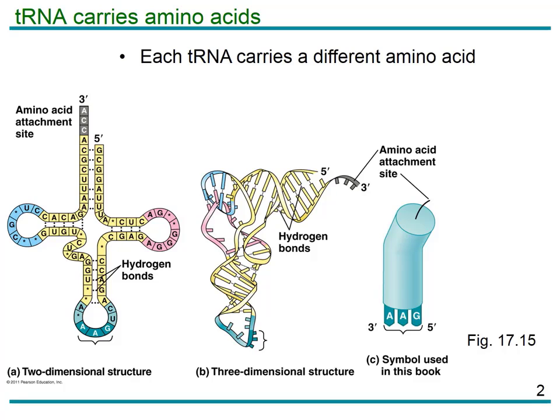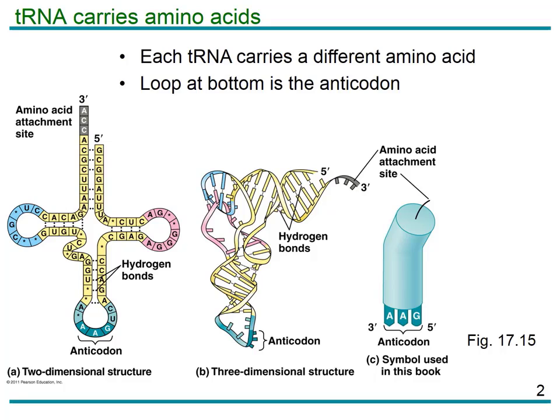The tRNAs all have the same basic structure, but there's some variability in the loops. Here's three different ways you'll see tRNAs depicted. Here is a two-dimensional schematic of a tRNA. Here is a more representative three-dimensional depiction of tRNA, and then here is a very simplified schematic that you'll often see used, particularly in this textbook. So the loop at the bottom of our tRNA is called the anticodon.